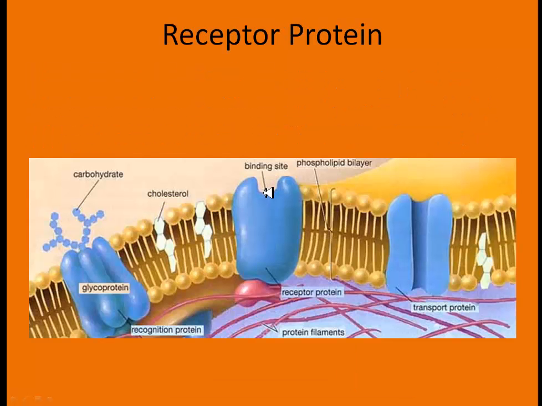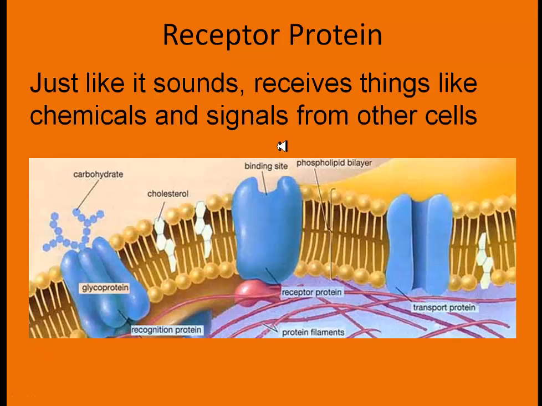Receptor proteins, exactly what it says. They've got a site here that's actually going to be shaped for a certain material, almost like enzymes. It receives chemicals and signals from other cells right on this binding site, and what that'll do is it'll actually cause this protein to have a reaction down inside the cell, which will kick off some sort of other reaction. There are the markers, again, in that glycoprotein with the fat sticking out. We'll talk about the cholesterol in a second.